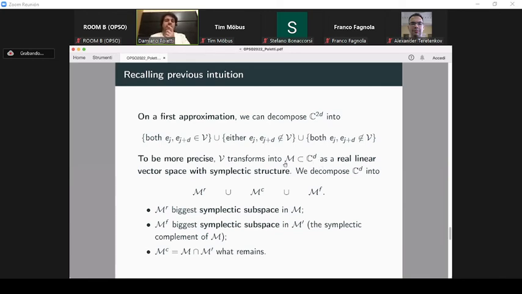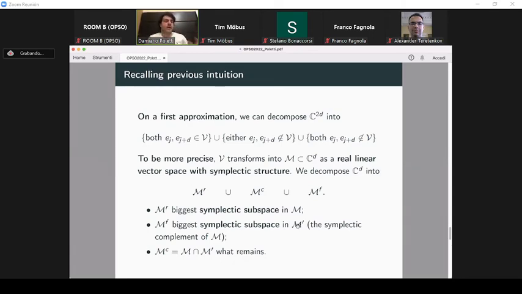And now we can make the decomposition precise. So the first set, the one where we have both annihilation and creation operators, is the biggest symplectic subspace in M. The set where we have neither annihilation nor creation operators is the biggest symplectic subspace in M prime, which is the complement of M. And the set in between is what remains, the intersection of the two.